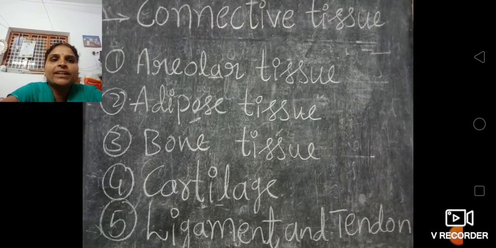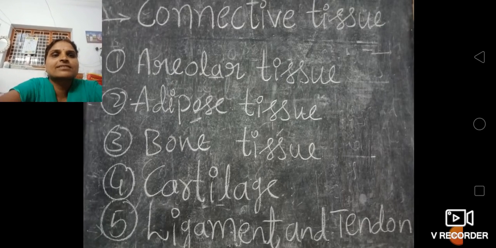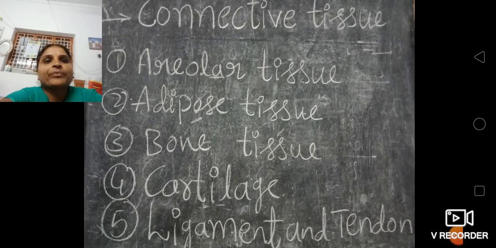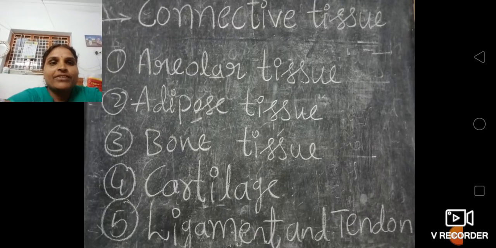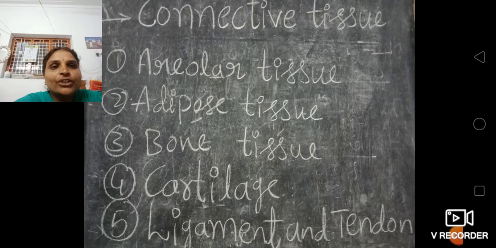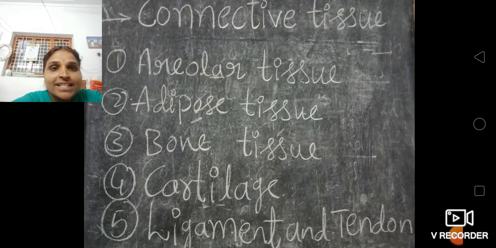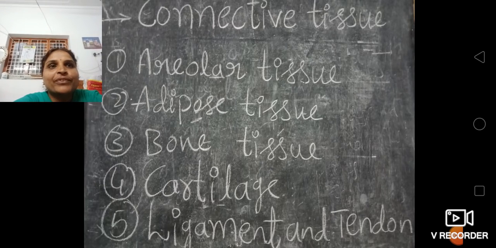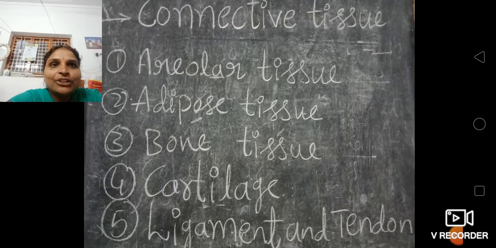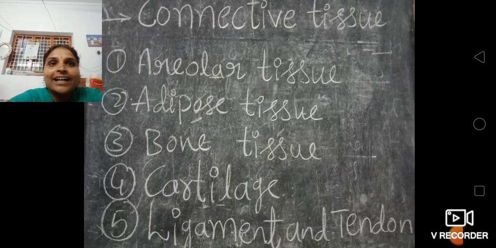We completed epithelial tissue in our previous class. Now we are going to learn another tissue. What is that? The second one is connective tissue. Connective tissue helps in binding the other tissues and organs together and provides a framework and support to various organs in the body.